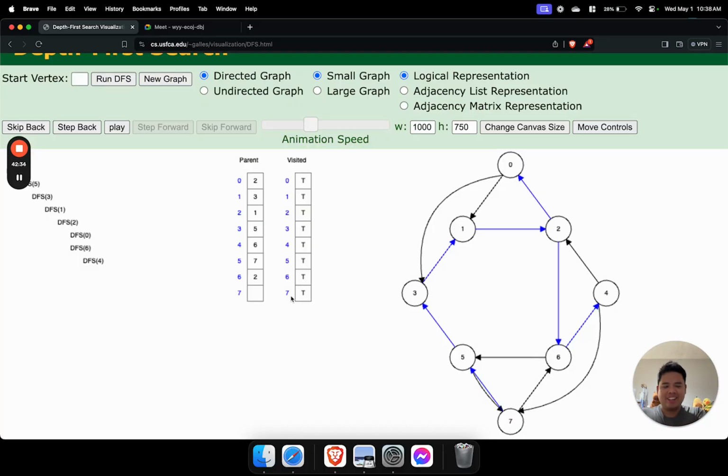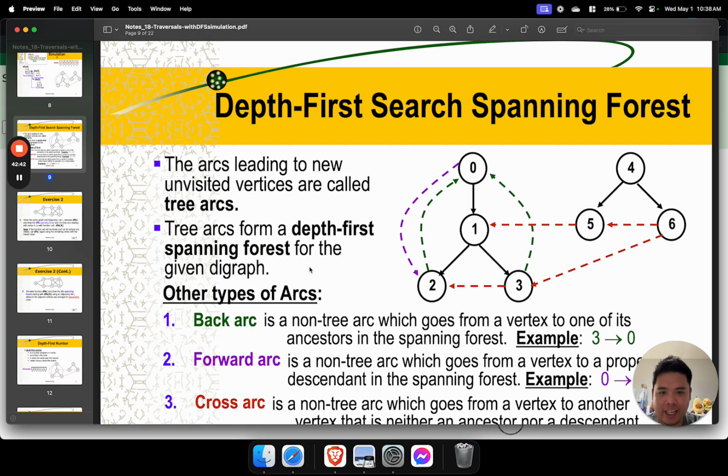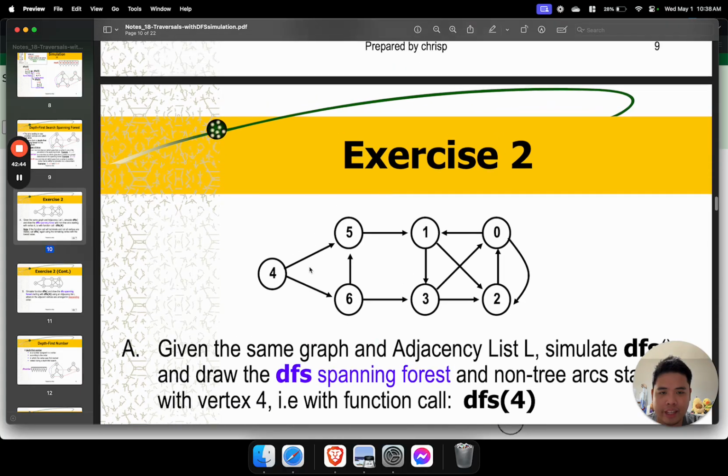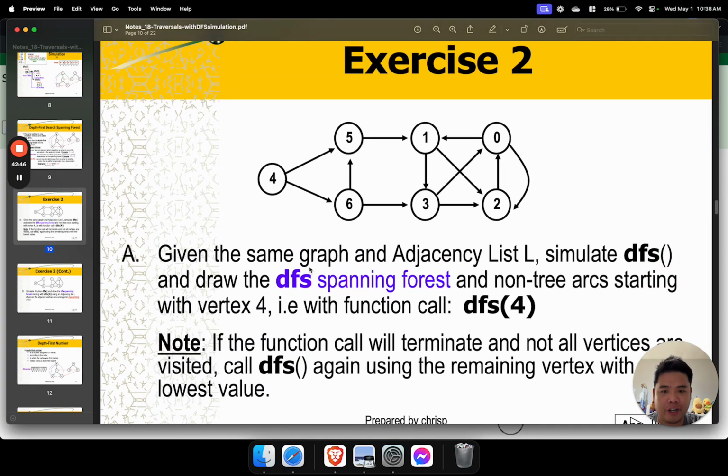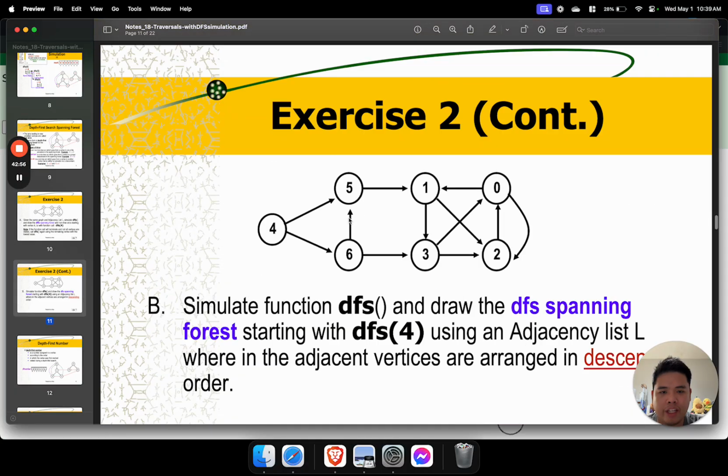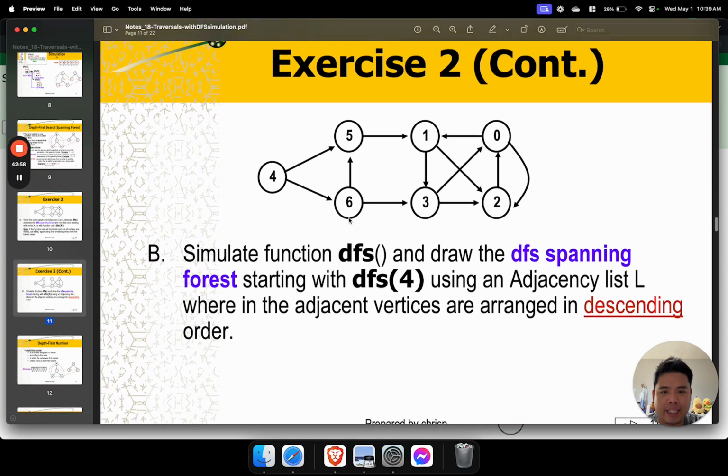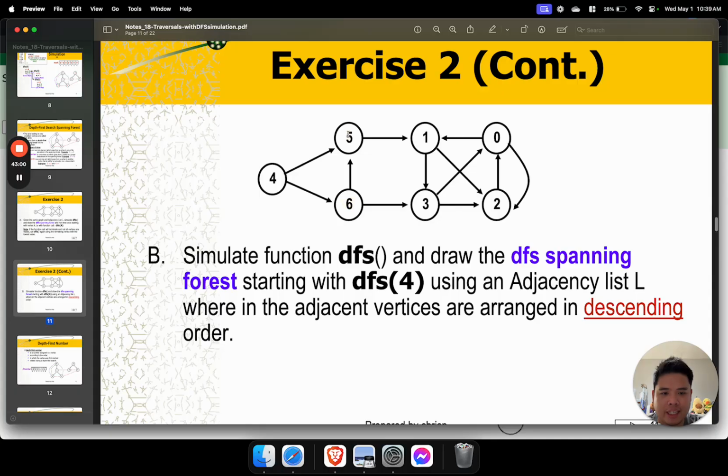Amazing. So this lecture has been going on for quite some time. We have a quick activity provided here. In this exercise that I drew for you, I assumed that we were always going to visit the smaller index or smaller vertex. Can we do that again? But this time, the adjacent vertices are arranged in descending order.